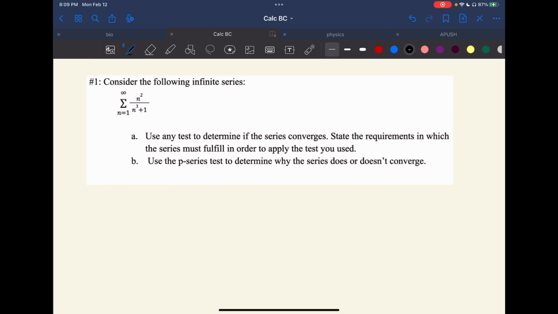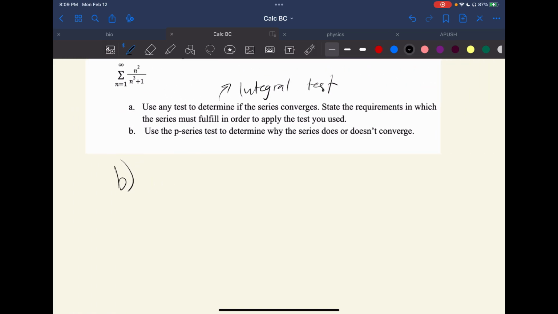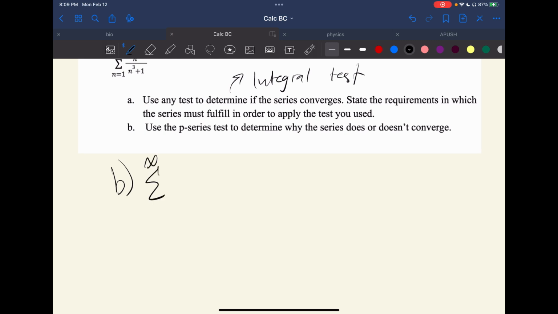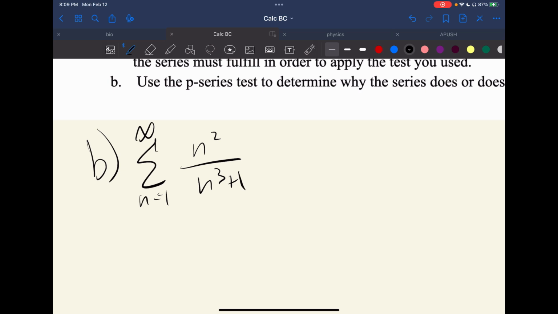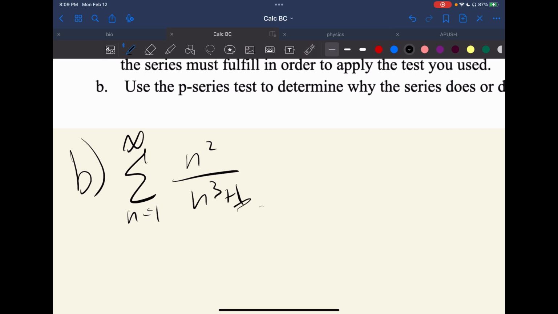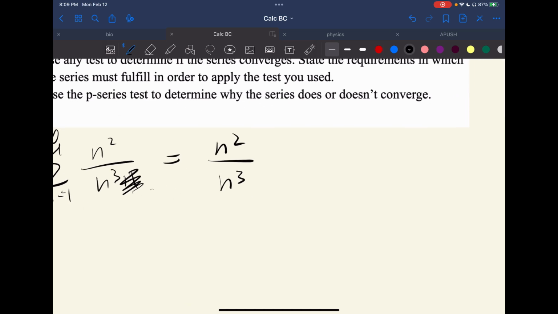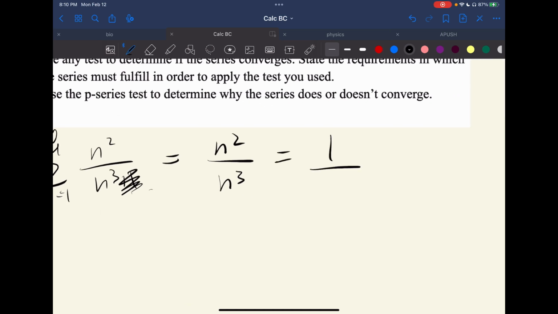Okay, so now that we know that it diverges from the integral test, now it's asking us to use a p-series to determine why the series does or doesn't converge. So we have the sum from n equals 1 of n squared over n cubed plus 1. And let's say we only look at the dominant factors of this series, so the plus 1 doesn't really matter. So we're looking at n squared over n cubed. If we simplify that, we're going to get 1 over n.